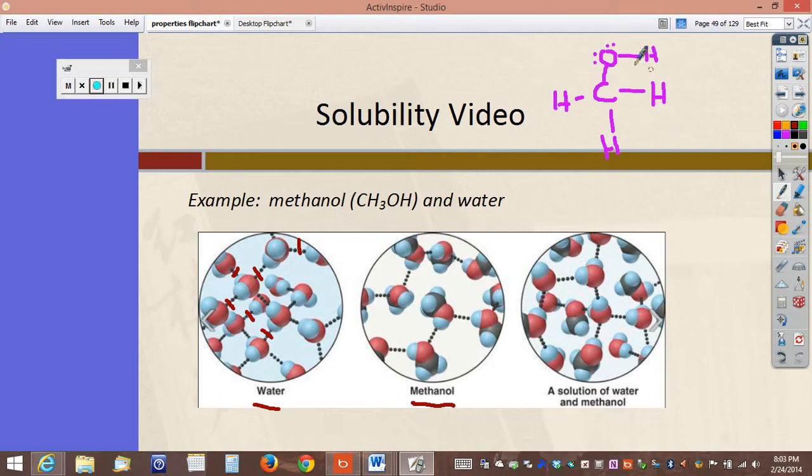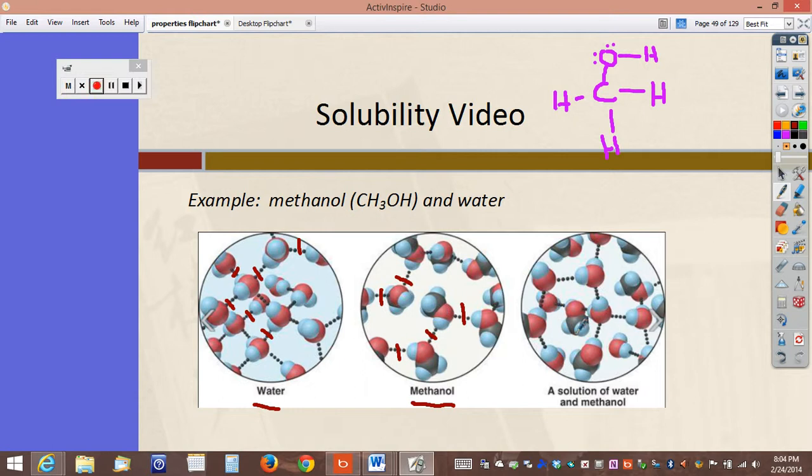Remember, it is a polar molecule that's eligible to do hydrogen bonding. So we're seeing these dotted lines here. These are the hydrogen bonding attractive forces between methanol molecules. They also have to break up. When they break up, it allows the methanol to get close to the water.